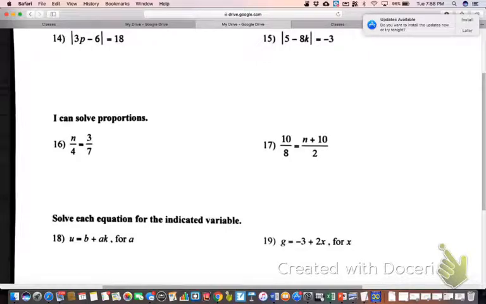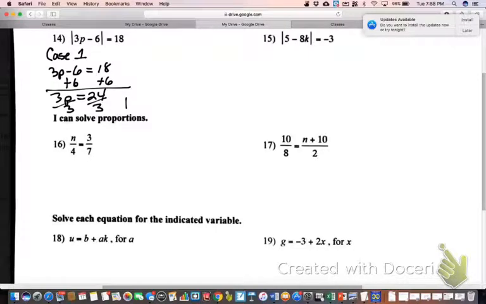For number 14, because it's an absolute value equation, I basically have to solve it twice. So I've got my case 1, where I have to say, let's assume that 18 becomes positive. So I'm going to take the 3p minus 6 and solve it as if 18 were a positive number. Add 6 to both sides. 3p is equal to 24. Divide both sides by 3. p could be equal to 8.